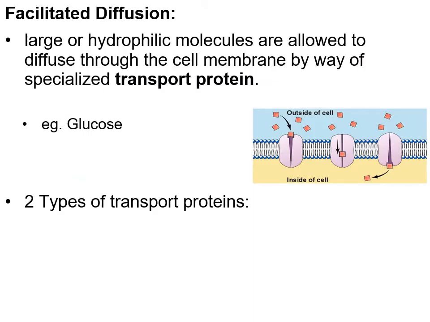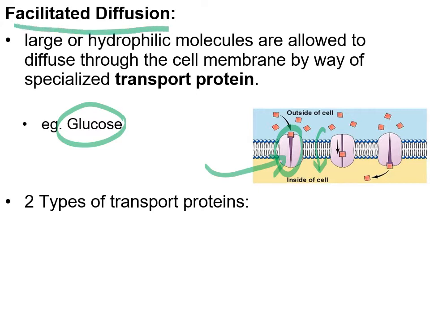So facilitated diffusion, this is where you're having the particles move from high to low concentration, but it is happening with help. And so here are some of the proteins that can be involved in allowing those molecules to go through. For example, glucose is too large to go through the phospholipid bilayer, so we need glucose to travel through our cell membranes. So we're going to need something that will facilitate that to happen, and we use a transport protein to do that.